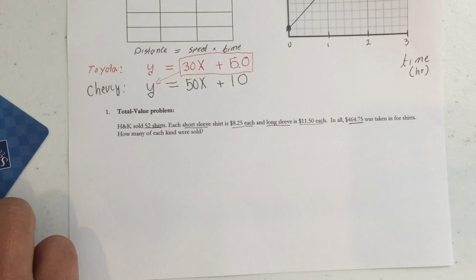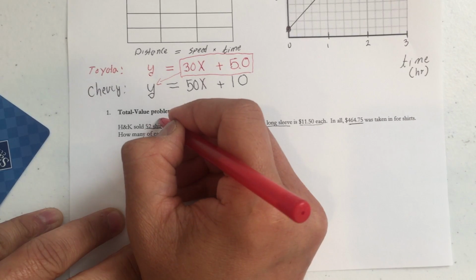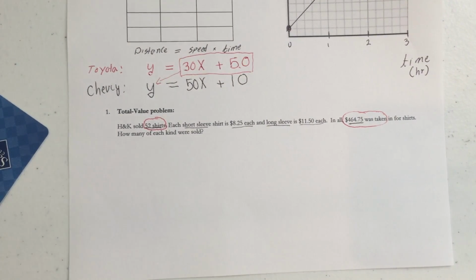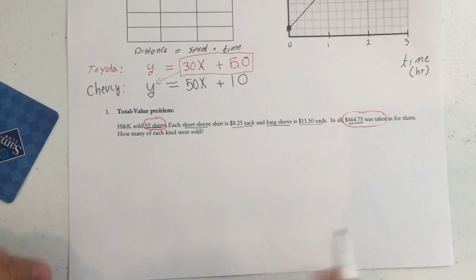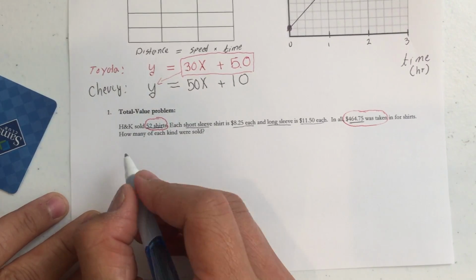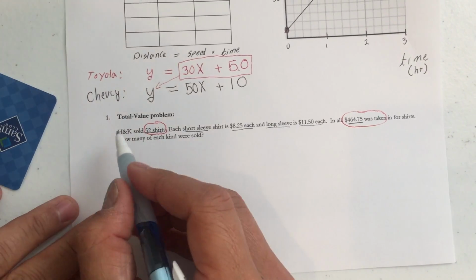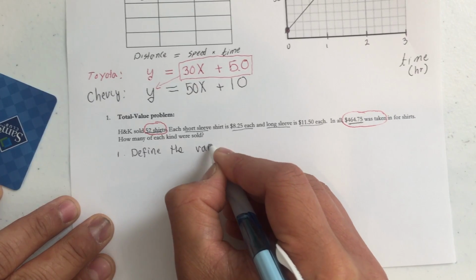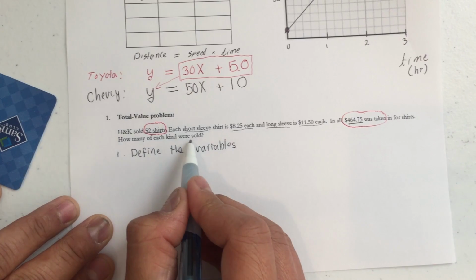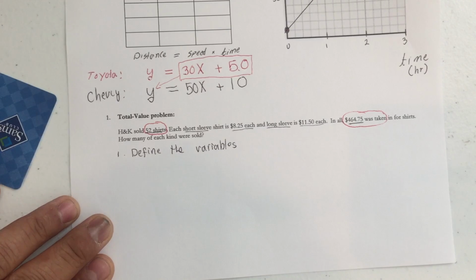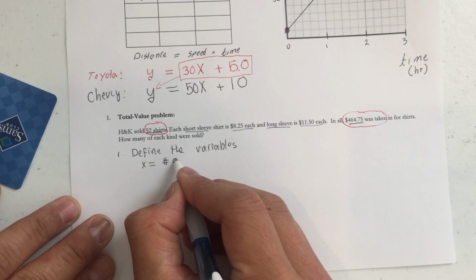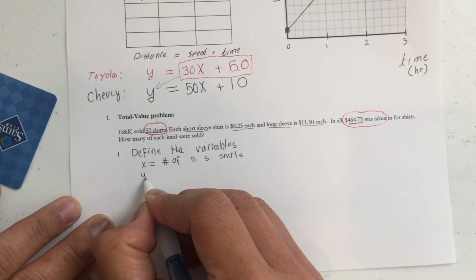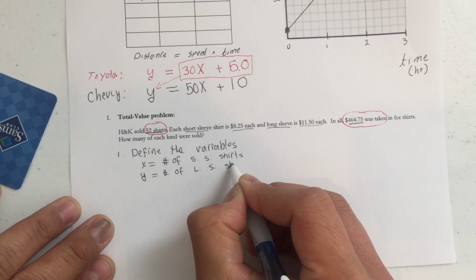So for total value problems, what I like to do is I like to circle the known information in red. So this is what I know. Okay. And then I also look at defining my variables first by reading the last sentence. So I begin the process by defining my variables. Okay, so define the variables, and the variables are what you don't know, right? So how many of each kind were sold? Well, there's short sleeve and there's long sleeve. I don't know how many of each kind were sold, so I'm going to let x equal the number of short sleeve shirts and y equal the number of long sleeve shirts that were sold.